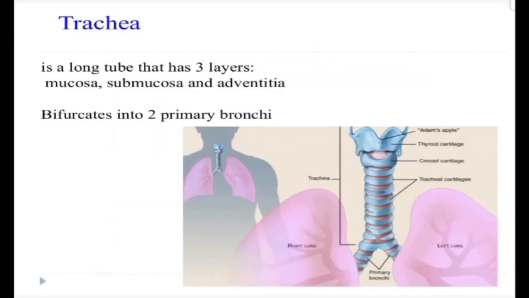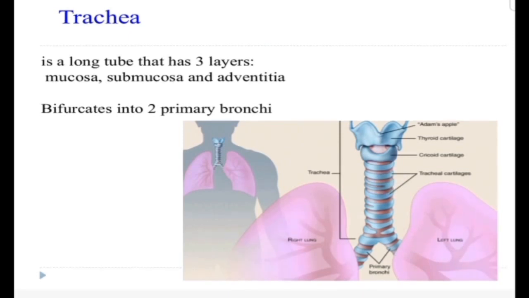The trachea is a long tube that has three layers: the mucosa, submucosa, and adventitia. It bifurcates into two primary bronchi. So this is the trachea. This is a tube which has C-shaped rings of hyaline cartilage. Just to make it patent all the time, nature has provided these C-shaped rings of hyaline cartilage. And at the level of the carina, it divides into two principal bronchi.